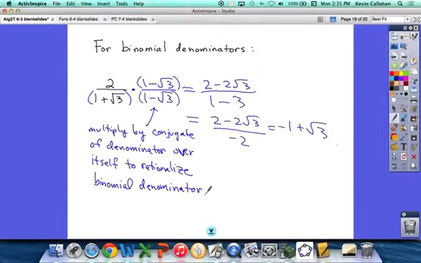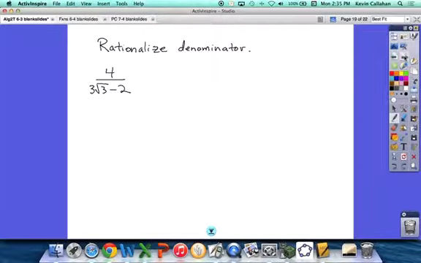Right, multiplied by the conjugate of the denominator over itself. Okay, what would I multiply this one by? Say it again, Mark. What's the whole expression you're going to multiply? Yeah. Positive 3 times the square root of 3 plus 2.